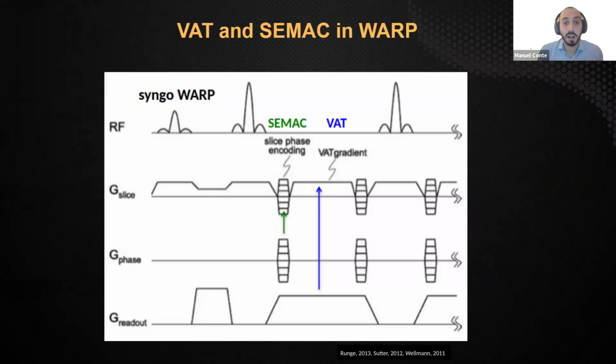This is the diagram about SEMAC and VAT. If you remember the standard turbo spin echo, using the VAT, you can see from the blue arrow, we apply this gradient during the slice selection, during the readout. In the SEMAC, we use a slice encoding gradient.